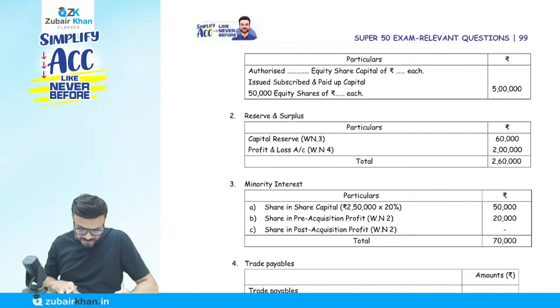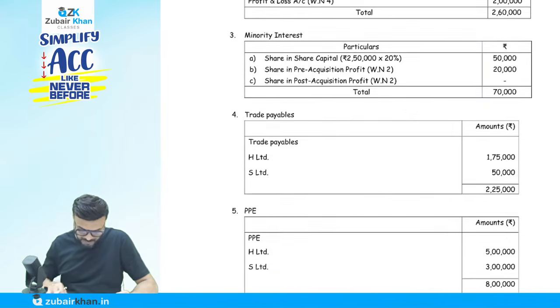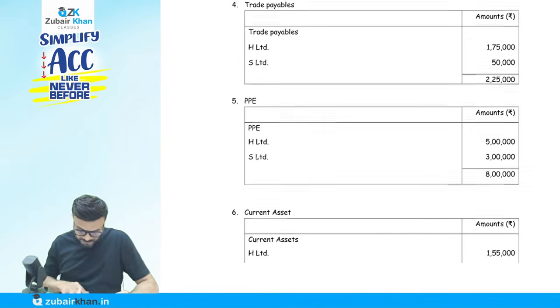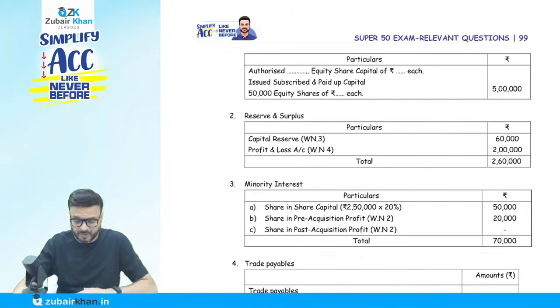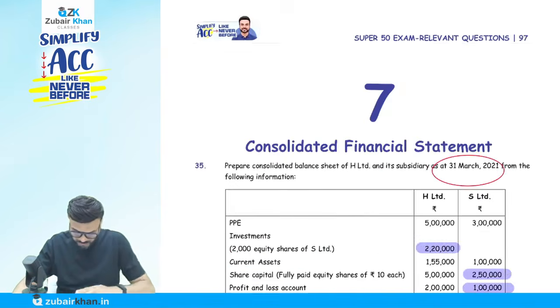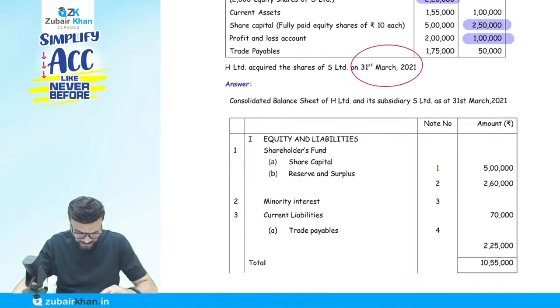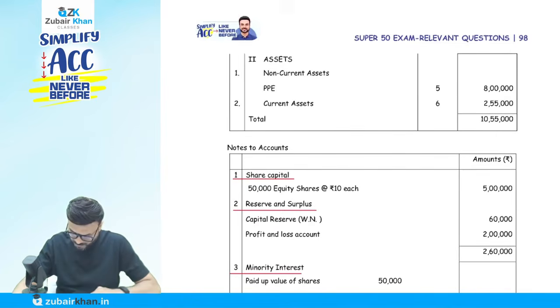Okay, I think these are the notes to account: share capital, trade payable, PP, current asset. Okay, and the working note is here. Now understand that. I think they have prepared these notes to account that they have given here. I think twice here, 2,25,000.